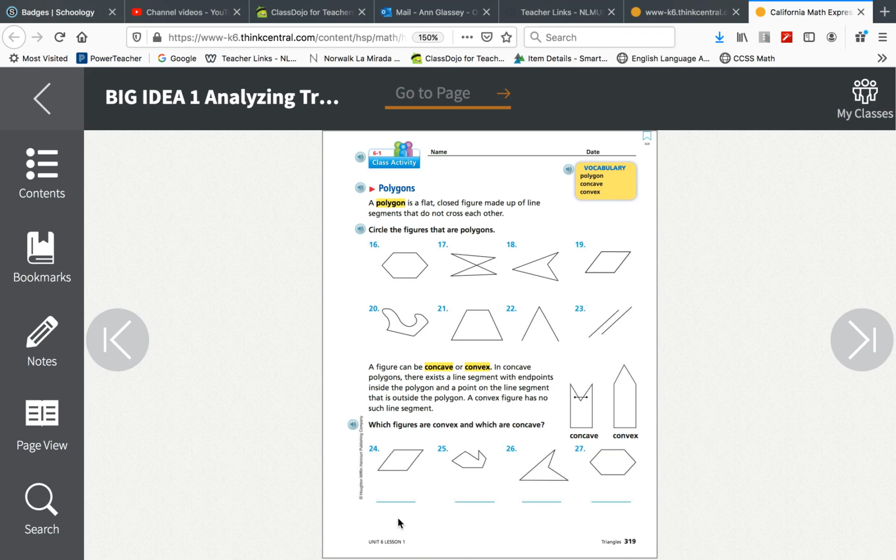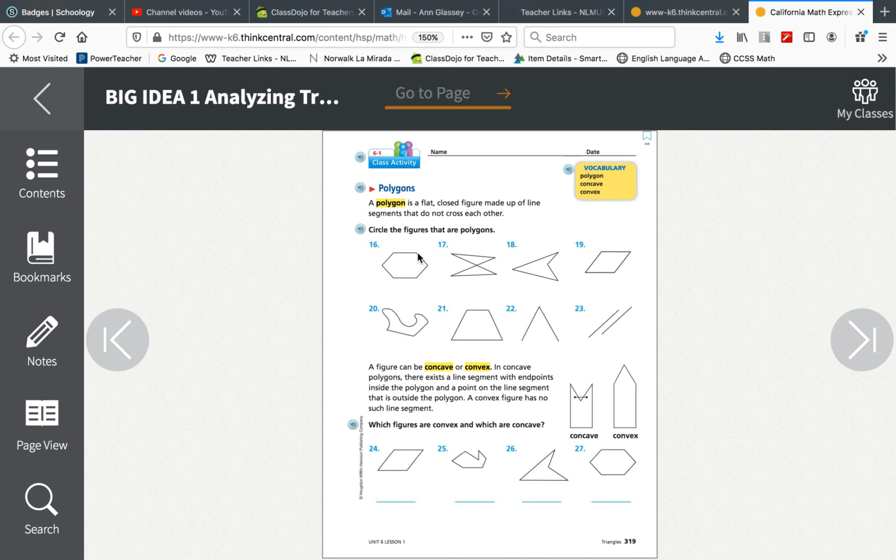Today we're going to talk about polygons. Poly is from a Greek word meaning many. A polygon is a flat, closed figure made up of line segments that do not cross each other.